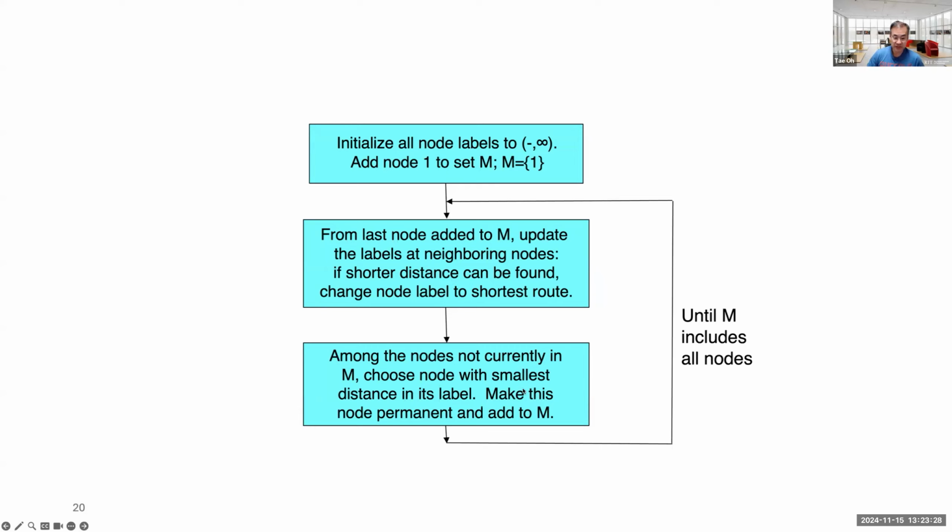Among the nodes not currently in M, choose the node with the smallest distance in its label. Make this node permanent and add it to M. And you repeat this until it includes all the nodes. I'm not talking about the largest, it's the smallest distance in the label. You keep adding until you include all the nodes, okay?